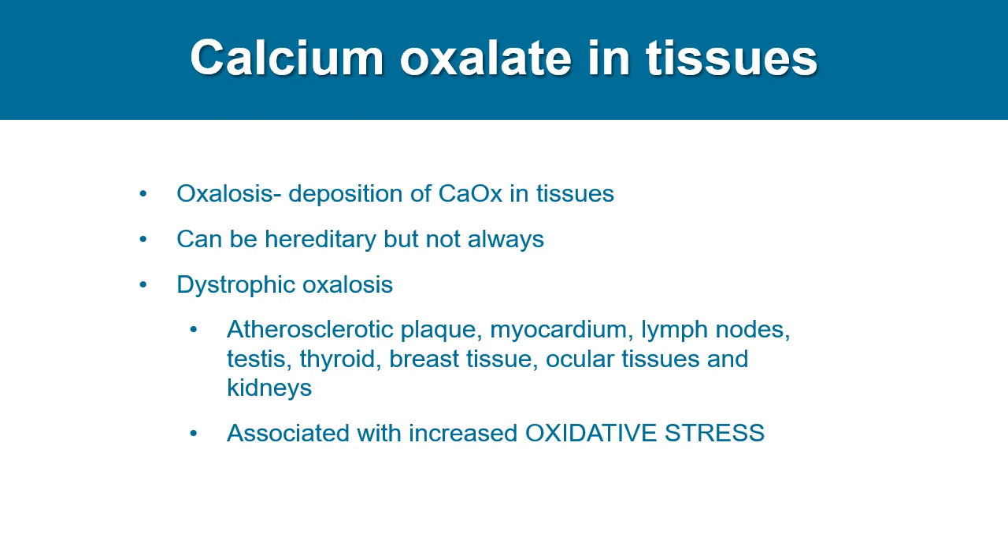So calcium oxalate crystals are also found in lymph nodes, testes, and thyroid. It says here that in the thyroid and breast tissue, it's linked to benign more than malignant, but I don't 100% agree with that. I have seen evidence that calcium oxalate in the breast tissue has been associated with breast cancer, but that's what this study was saying. And in the eye, it has been reported in glaucoma.